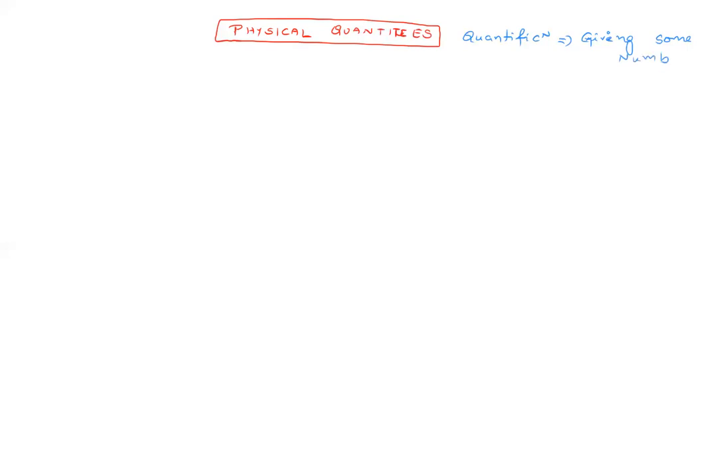Now, if you take physical quantities, based on origin, that means how they have originated. Based on the origin, your physical quantities are mainly divided into three categories. What are those? I will tell you.